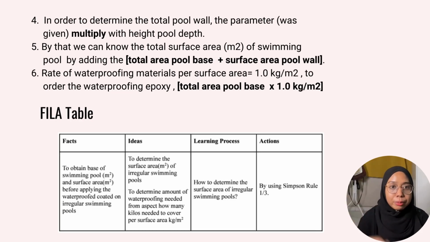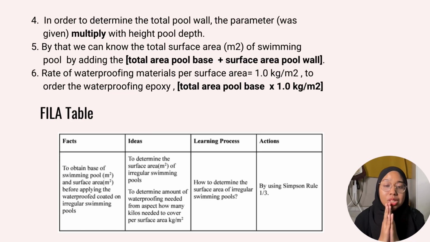So for the linear process, we got the question of how to determine the surface area of irregular swimming pools, and by the actions, we use the Simpson's 1/3 rule.